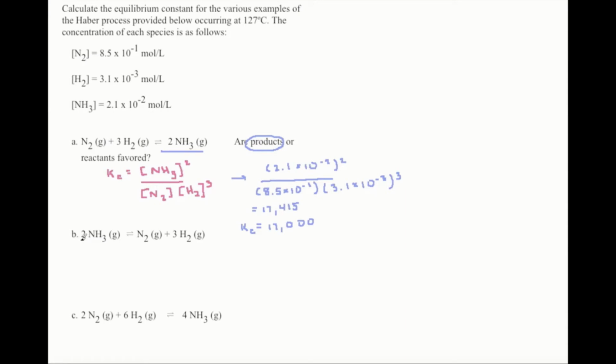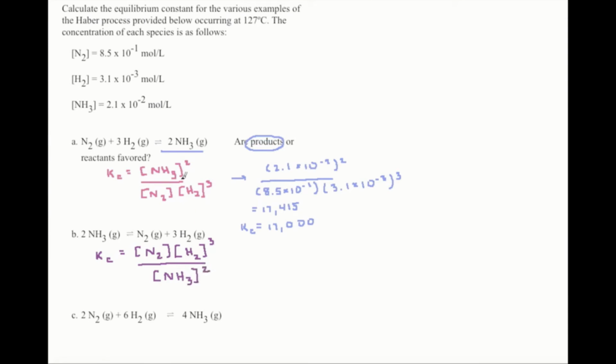So if you look at B, what you should notice is that this reaction right here is just the exact opposite of the reaction I had above. So my Kc for this is going to be equal to the concentration of N2, because that's now my product, times the concentration of H2, that's going to be cubed, all over the concentration of NH3, and that is going to be squared.